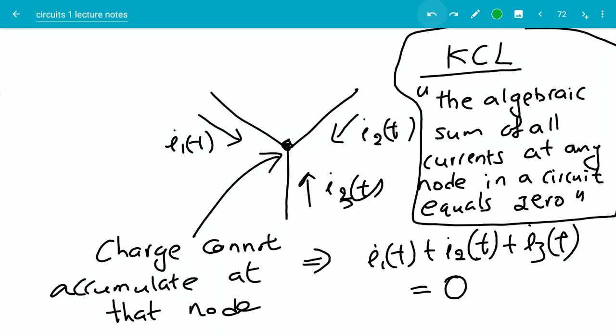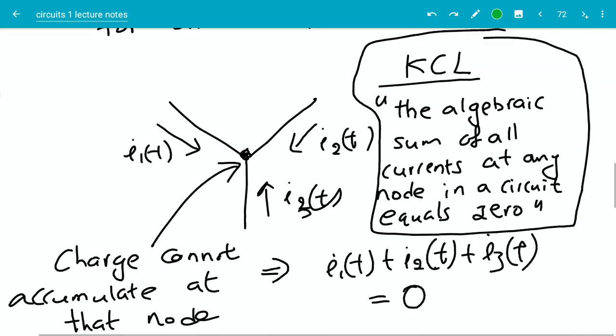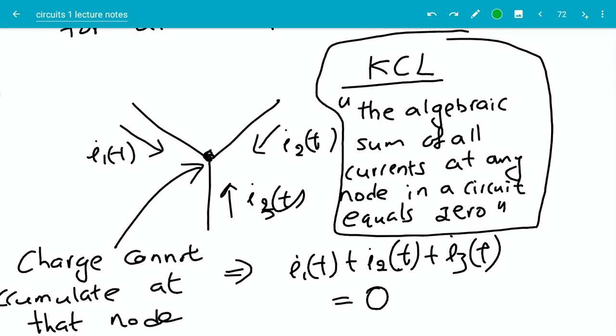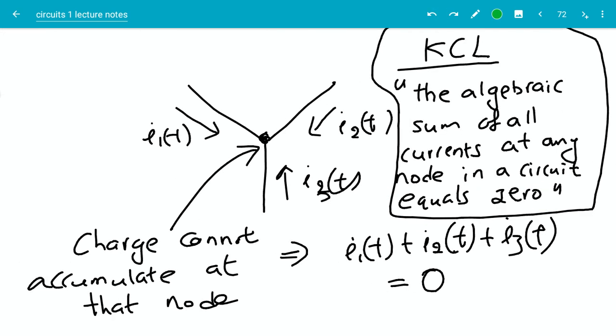So that will give us another way of stating KCL: the algebraic sum of all currents at any node in a circuit is equal to 0. This is the statement of KCL which we will use in analyzing our circuits, because in most circuits we're dealing with currents and not charge. Just to say it another time, this algebraic sum, that means the sum of all currents entering any node in a circuit, is equal to 0.